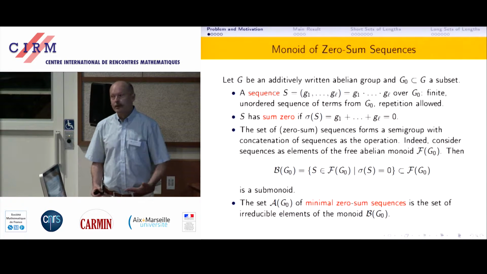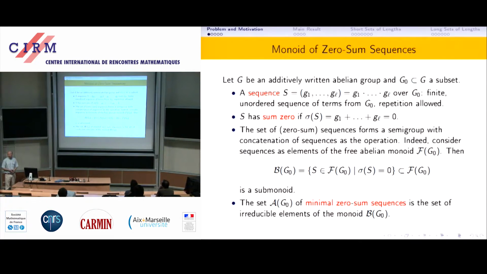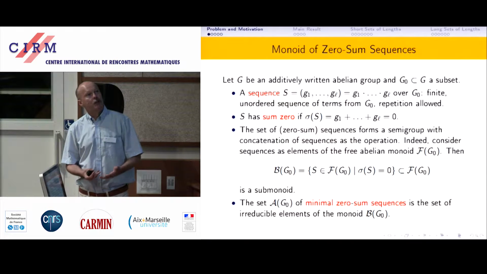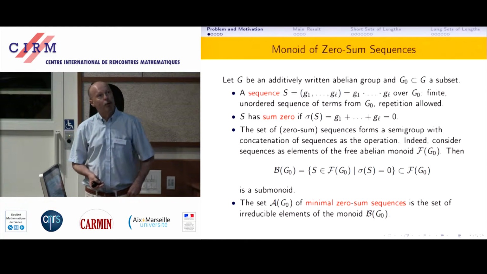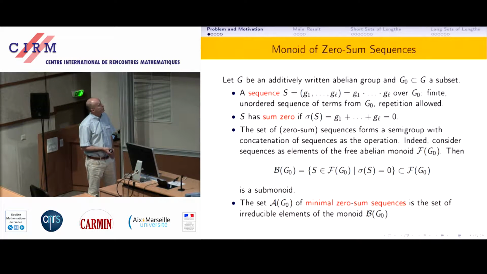And of course, on all the sequences you can define an operation: you simply glue them together, then you have a semigroup or a monoid. Of course, this is commutative, and the same is true for the zero-sum sequences. The main motivation of what I'm going to do stems from algebra, so it's very convenient, but this is not an essential point, to consider the sequences as elements of the free abelian group, and then B(G0) is a submonoid as you see it here.